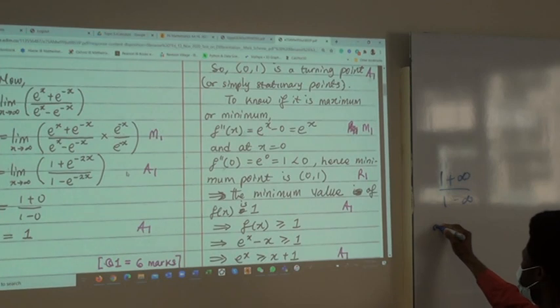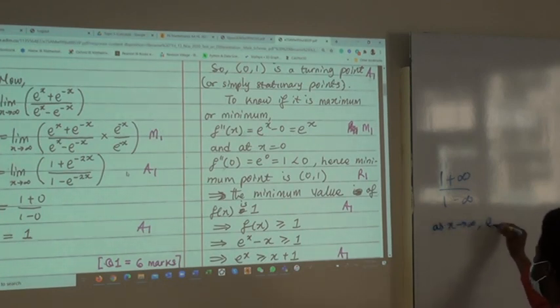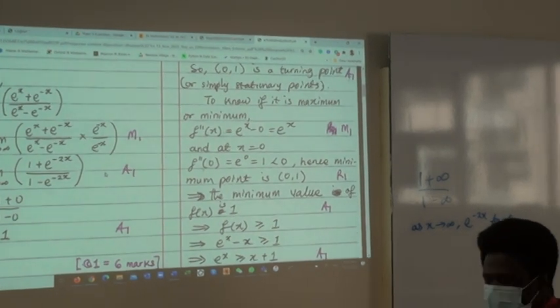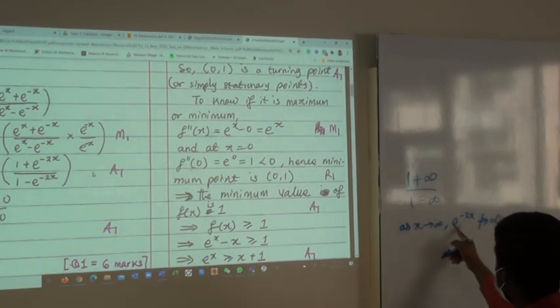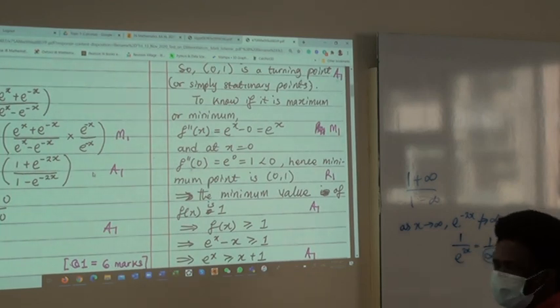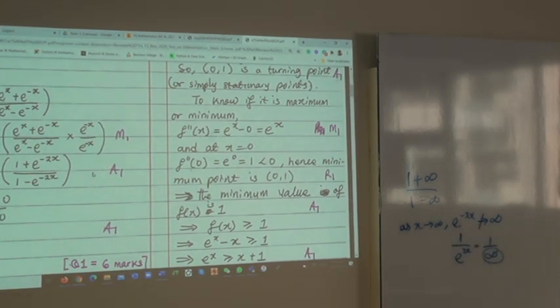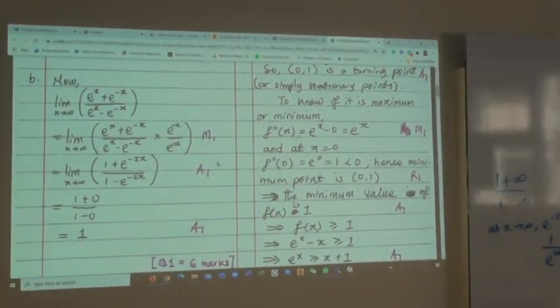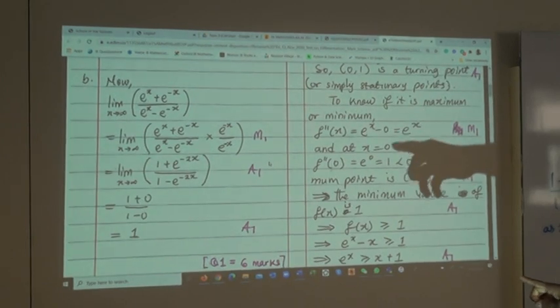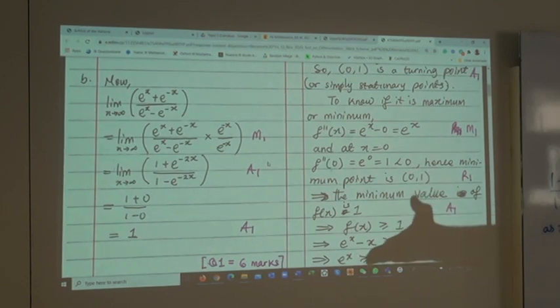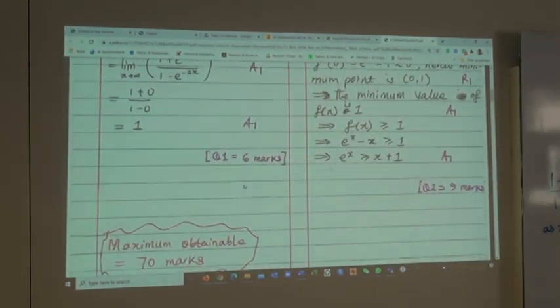Please note that as x tends to infinity, exponential minus 2x does not tend to infinity. It tends to 0. Because that is 1 over exponential 2x, which means the denominator becomes so large, and so the fraction becomes 0. So when you have the negative on the exponential, it tends to 0. It doesn't tend to infinity. And that is the reason we are writing this. You will also notice, the moment I'm dealing with numbers, 1 plus 0, 1 minus 0, the limit symbol is gone, because that is what it implies. Okay? So that's that for the first one.